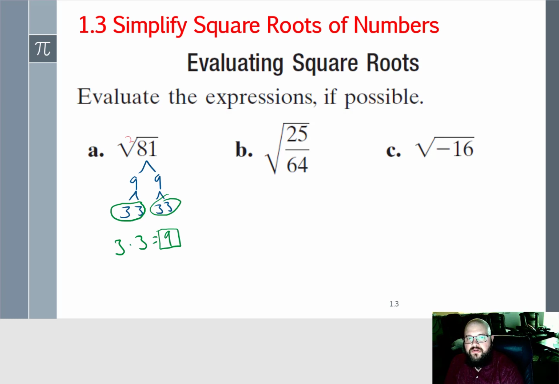Now, when you're taking the square root of a fraction, that can be done by breaking it into sections, taking the square root of the numerator and taking the square root of the denominator. So square root of 25 divided by square root of 64. With that, if you need to, you can break these down a little bit. So if we take the square root of 25, well, y'all can probably see that 5 times 5 is 25. So 2 5s, we just take out 1 5 for that one. So we should get 5 on top.